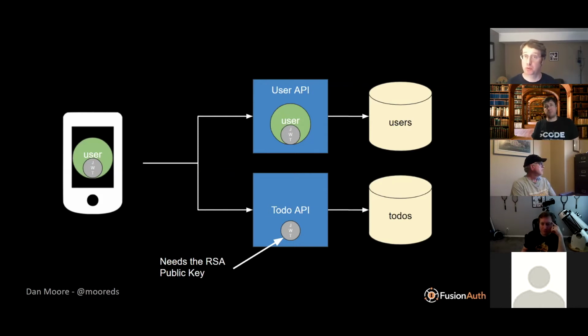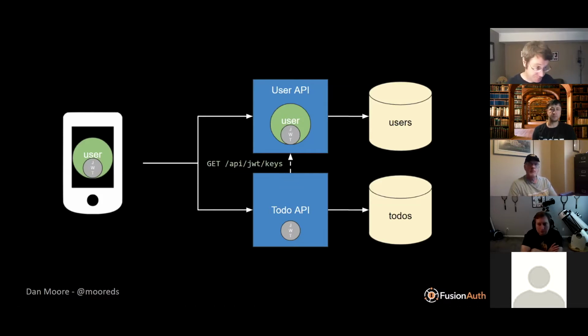So the client has sent the JWT up, and the JWT has specified that it has been signed with an RSA algorithm. So it says, oh gosh, I need to find out where this public key is. The user API can publish its public keys in a well-known location. I think this is the FusionAuth location. I'm not sure this has been standardized, but it pulls in that public key, and then it can validate that this JWT was signed by the corresponding private key.